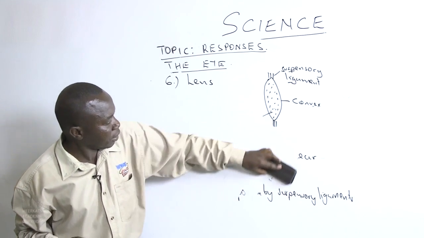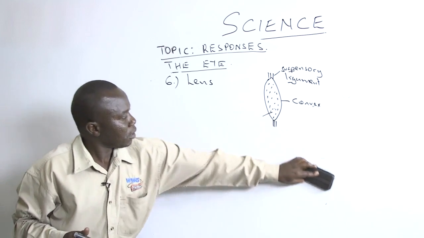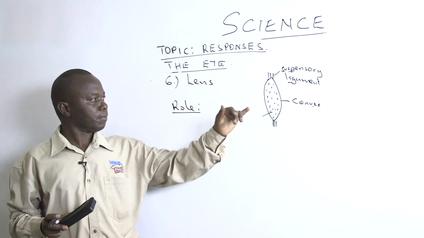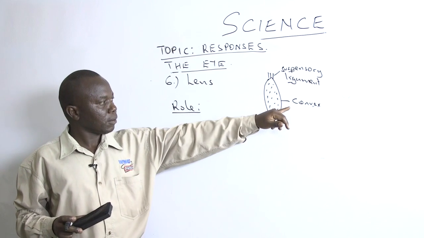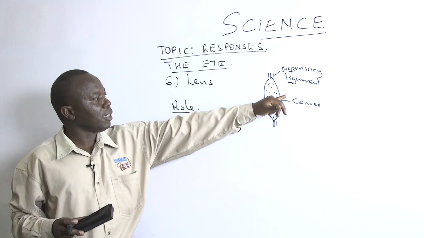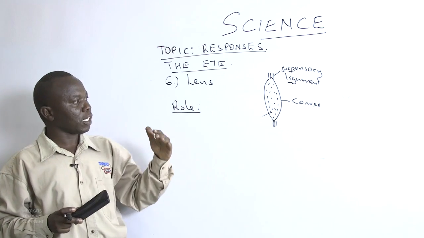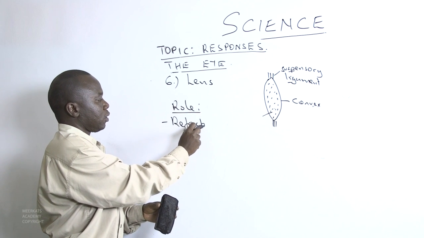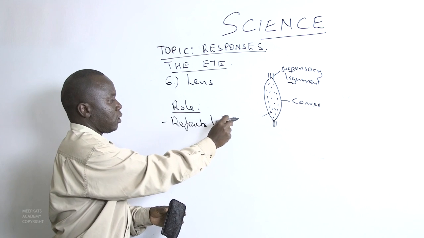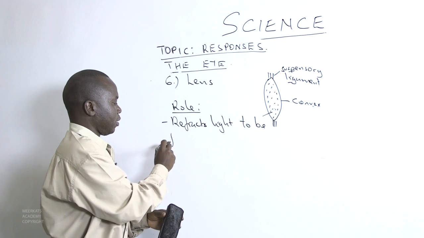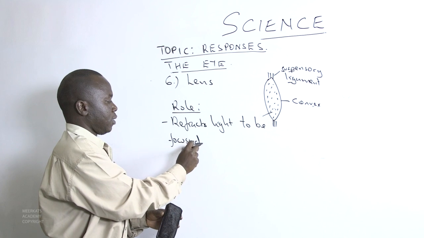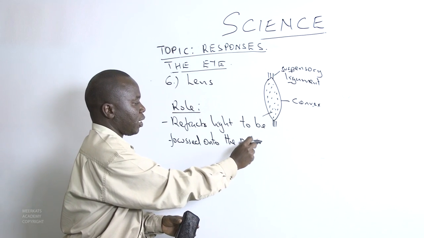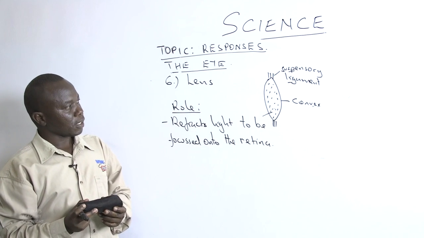The role of the lens. Majorly, the role of the lens is to refract light. It's transparent to allow light, but the major role is to refract light so that it can be focused onto the retina.